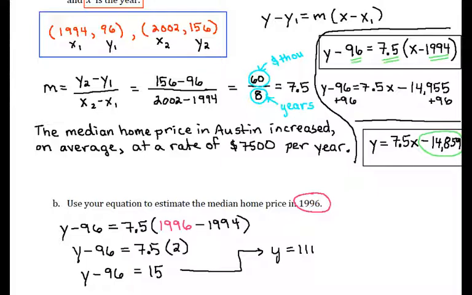So we would say that it was $111,000. The median home price in Austin was $111,000 in 1996, approximately, if this was, in fact, growing at a constant rate. Kind of makes you wish you had bought a house in 1996.